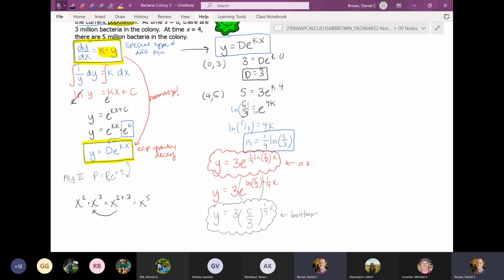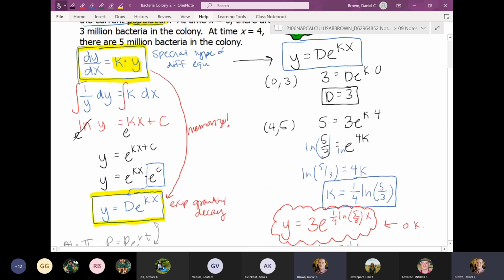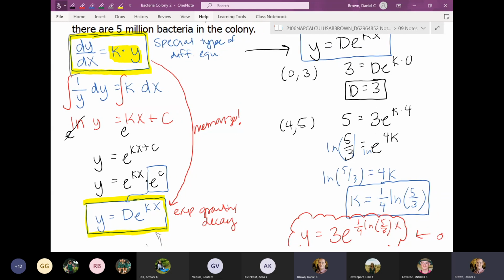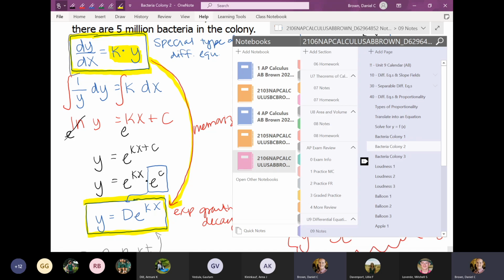And to emphasize, last thing before I change the slide, if you don't pick up anything today, when you see dy/dx is equal to ky, we know immediately what that's going to look like. So let's go ahead and finish out today's notes.